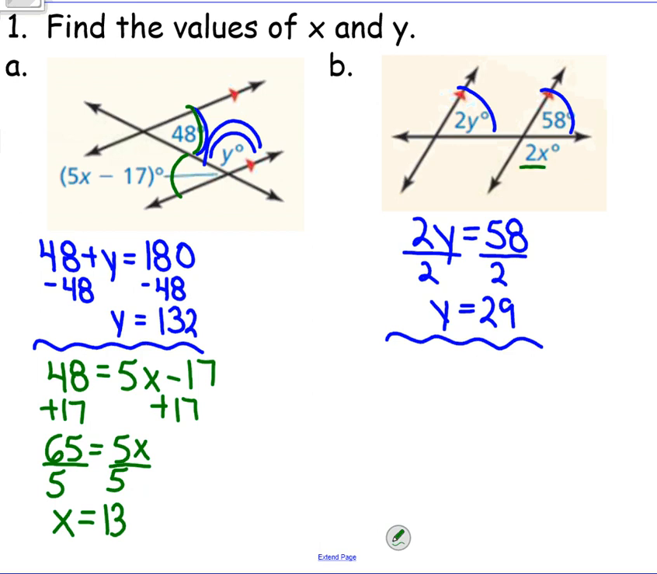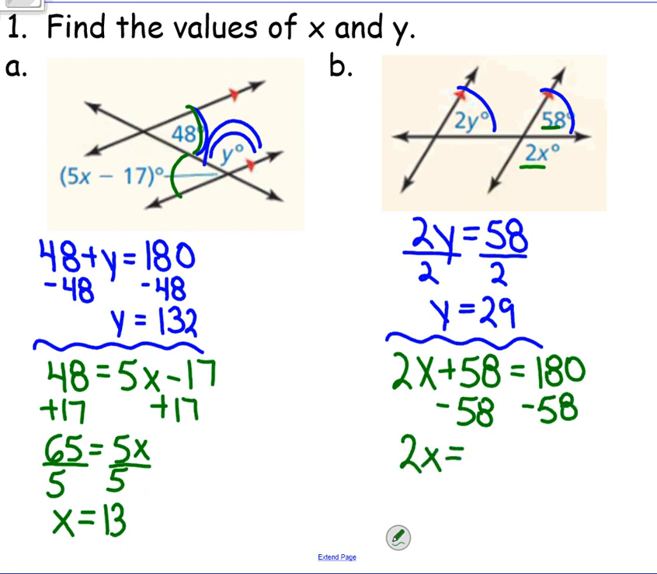angle labeled as 2x and the 58 form a linear pair, and linear pair angles are supplementary. So to solve for x, I can add those two angles together, 2x and 58, and it should give me a grand total of 180. Solving for x there, I can take away 58 from both sides, and I'm left with 2x is equal to 122. Divide both sides by 2 to get my value for x, which looks like it's going to be equal to 61. There we go with problem number 1.